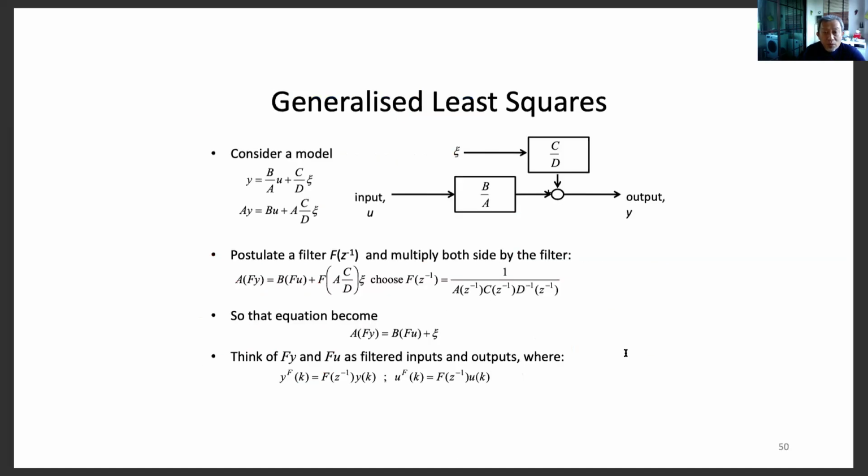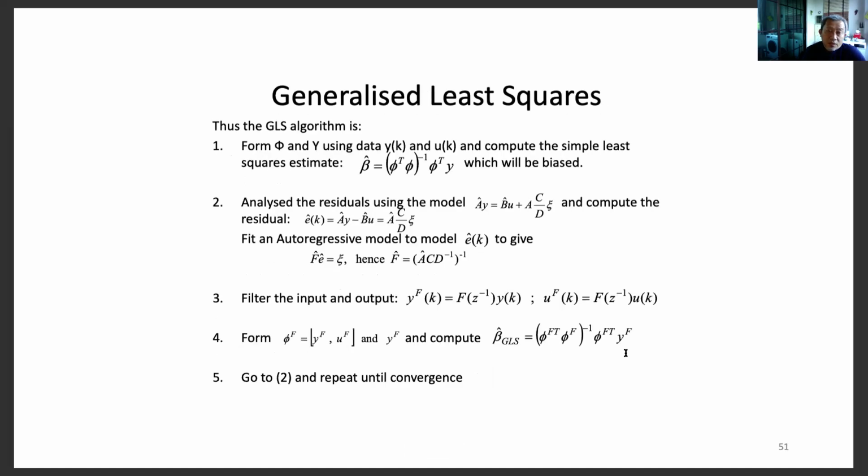Okay, so generalized least square is something like this. We consider the model Y, then we rearrange the equations, postulate a filter and multiply both sides by the filter, and the equation will become the filtered equation. Then Fy and Fu are the filtered input and output in the equation, y filtered multiplied by y and u filtered multiplied by the input u. Thus we call it generalized least square.